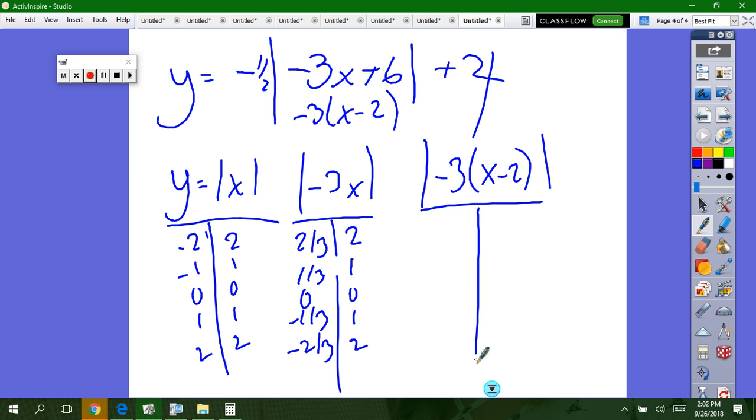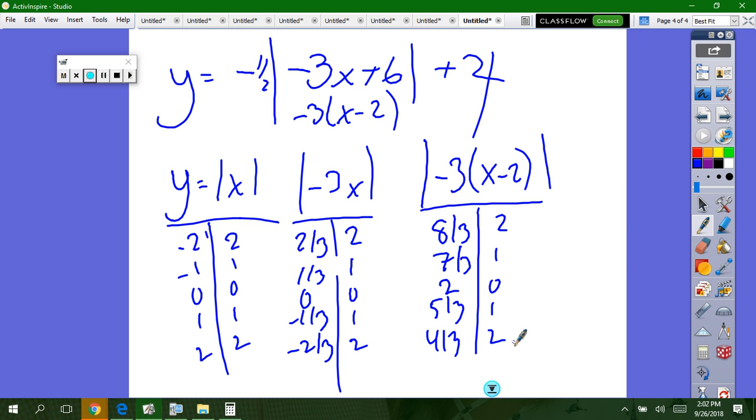So is this x's or y's? X's. So I'm going to move everything to the right. How much? 2. And 2 is 6/3, isn't it? 6/3 plus 2/3 is 8/3. 7/3, 2, 5/3, 4/3. Does that change any of my y values? Nope. So here we go: 2, 1, 0, 1, 2.